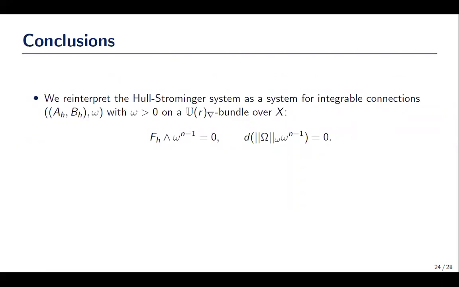The conclusion is that we can reinterpret the Hull-Strominger system as a system for an integrable connection on some U(R)-nabla bundle that is over my original Hermitian vector bundle. And the equations are just these two equations, because the rest are incorporated in the fact that I have an integrable connection.